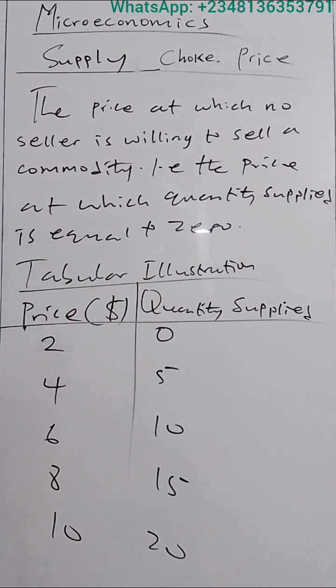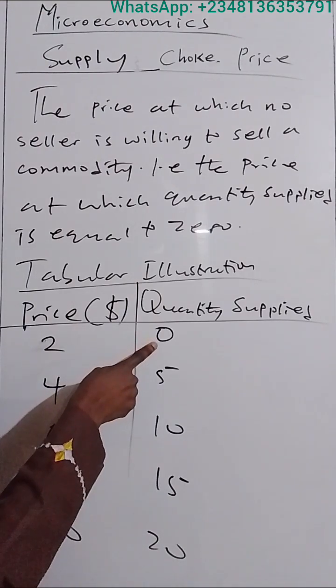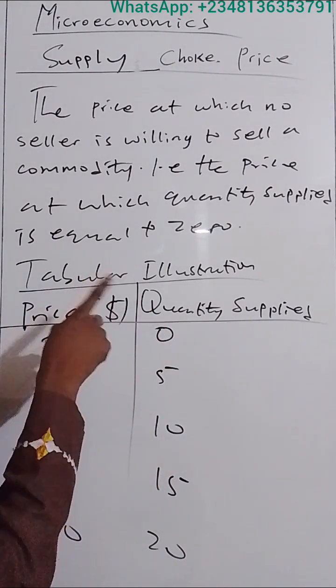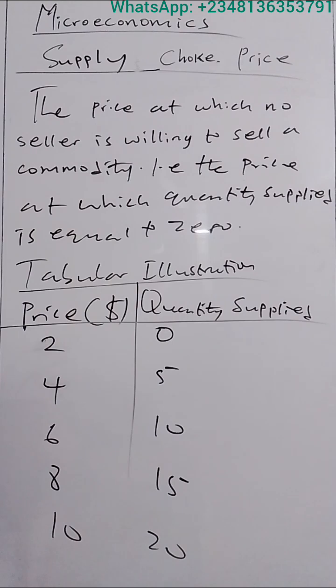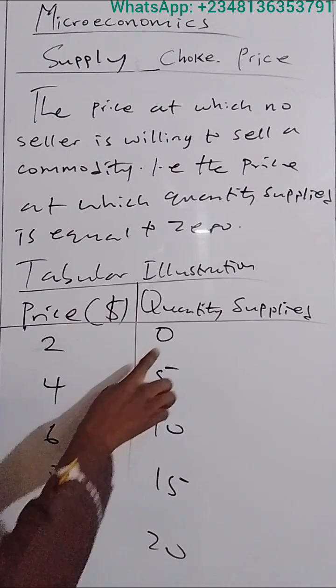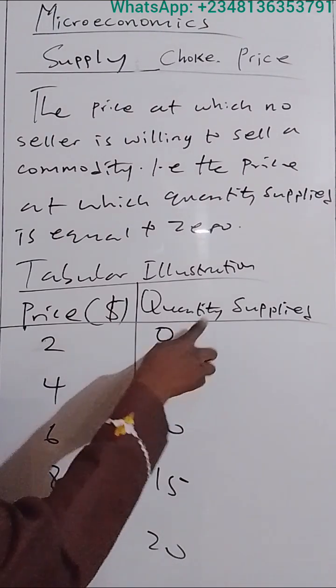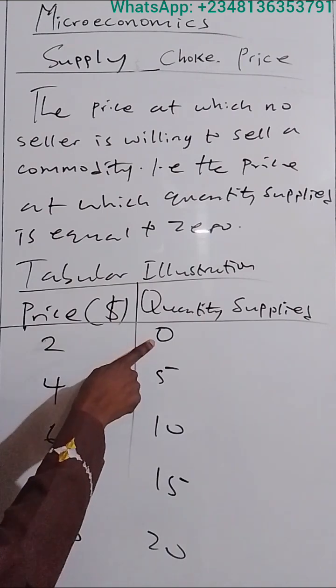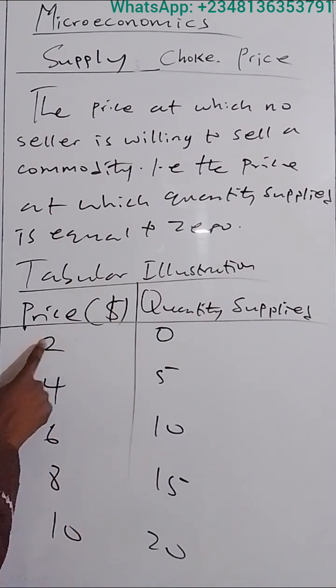If you look at this table, you will see that the quantity supplied is equal to 0 here. And don't forget, we said the supply choke price, the price at which no seller is willing to sell a commodity, is equivalent to the price at which the quantity supplied is equal to 0. At what price do we have the quantity supplied equal to 0? We have it at the price equal to $2.